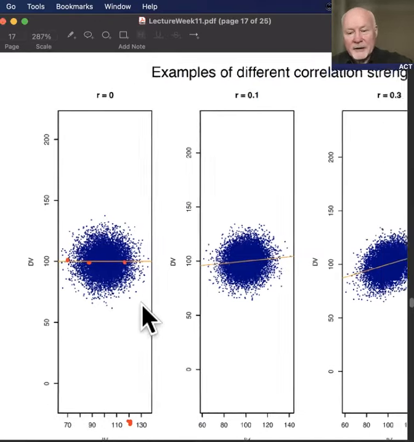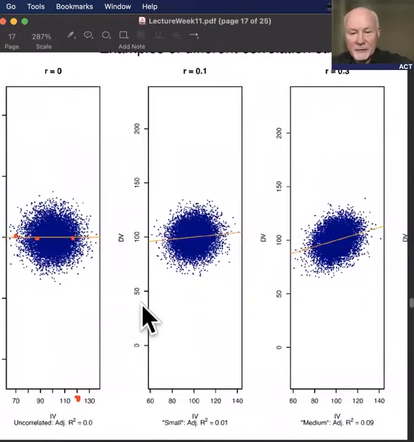But when you take the next step, we do have a correlation here, but it is a small correlation. So it's a Pearson's correlation of 0.1. And when you look at that, it's barely different to the complete absence of correlation. So for predictive purposes, if there's a correlation of 0.1, it's not telling us very much.